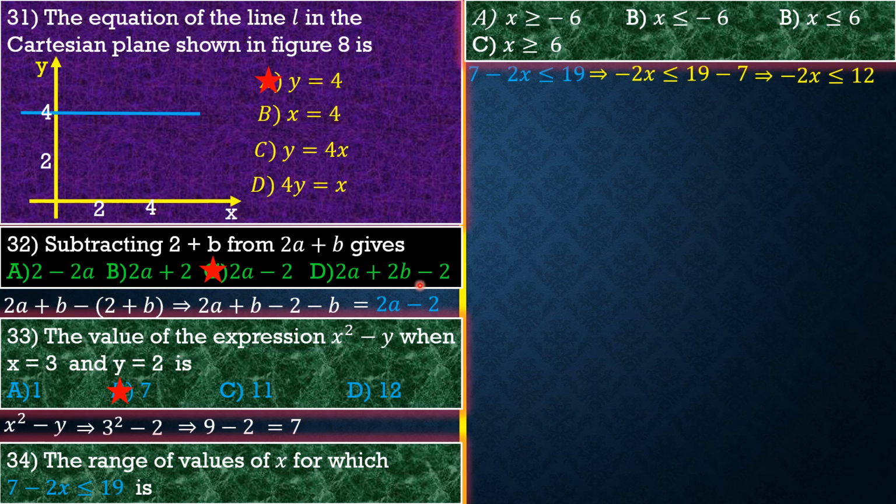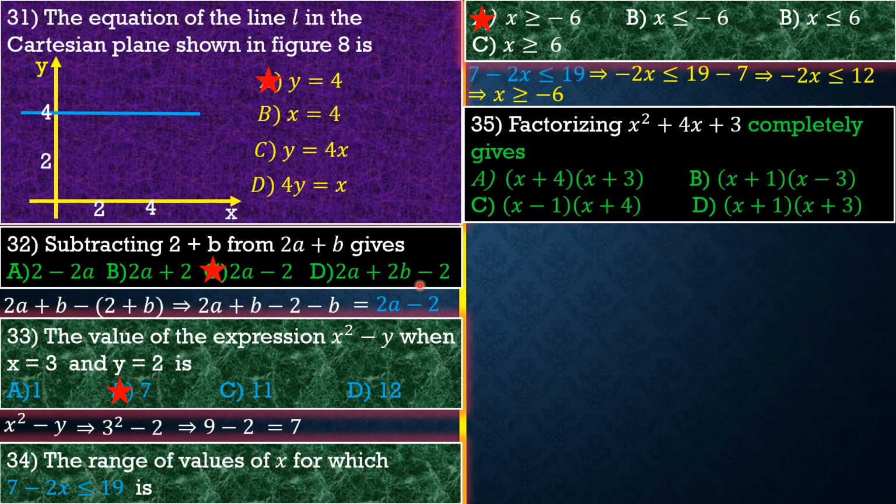It's very, very important. Now, friends, if we divide all by negative 2, like I said, we are now going to have x greater than or equal to negative 6, no longer less than. So guys, looking at the options, option A is the best option.